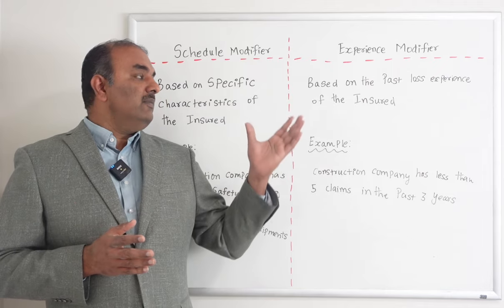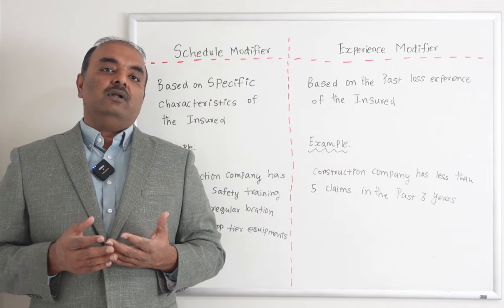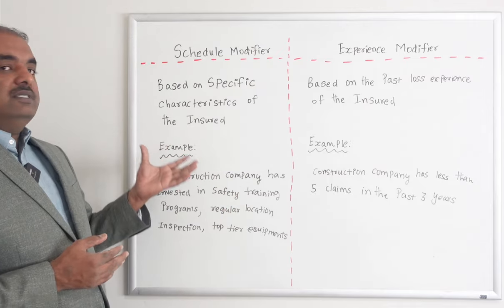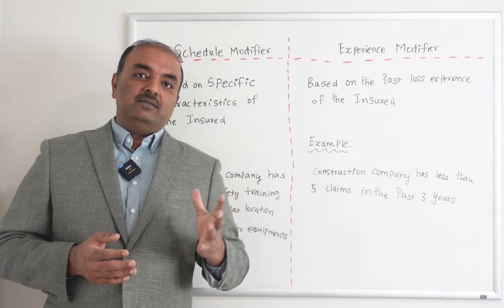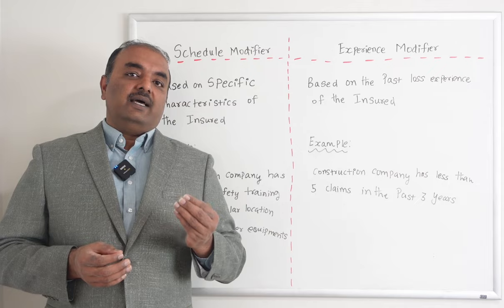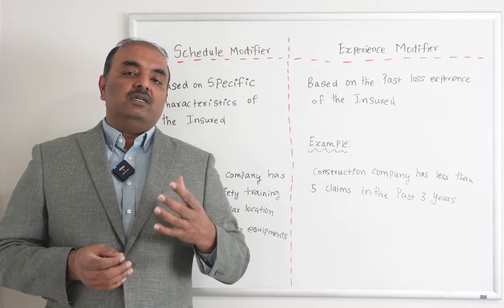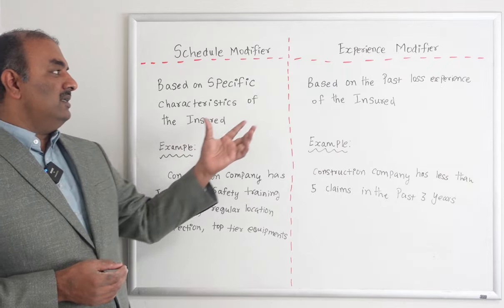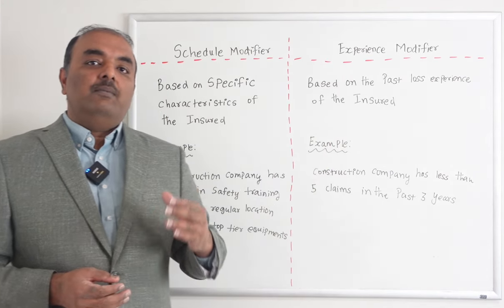Second thing is, most of the time experience mod is generally applicable for workers' compensation and GL, whereas schedule mod in general is applicable for most of the commercial lines, because it's all based on the risk characteristics of the customer. So in short, schedule mod is based on the risk characteristics of the customer, whereas experience mod is based on the past loss history.